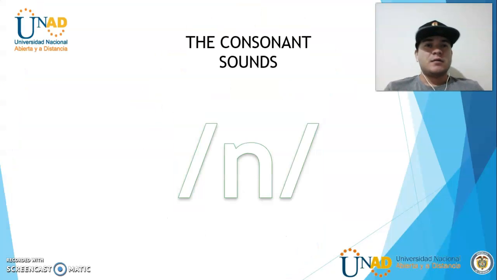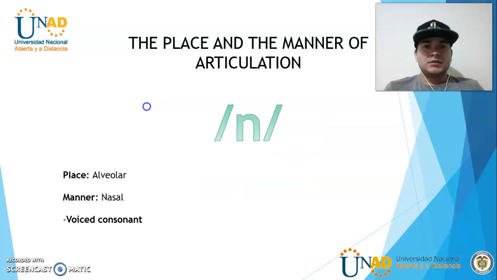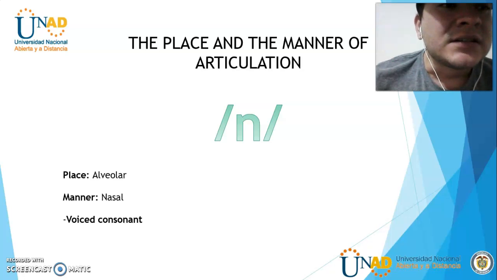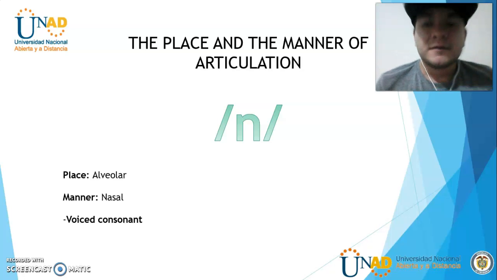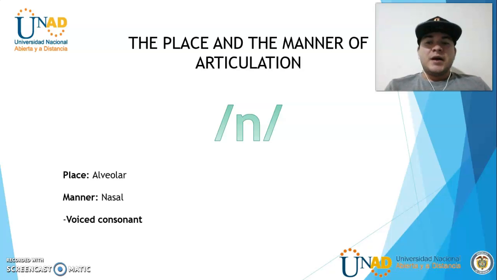So let's start. The first consonant sound is the N. This consonant takes place at the alveolar. Alveolar consonants are those that are articulated when the upper alveolar ridge is touched with the tongue, like this. Right? The manner of this consonant is nasal. This consonant is a voiced consonant.